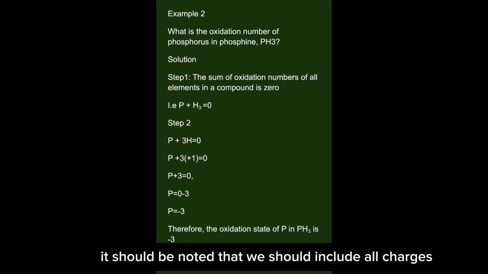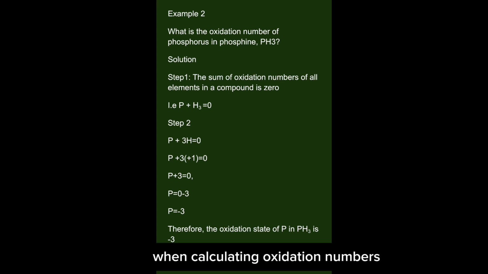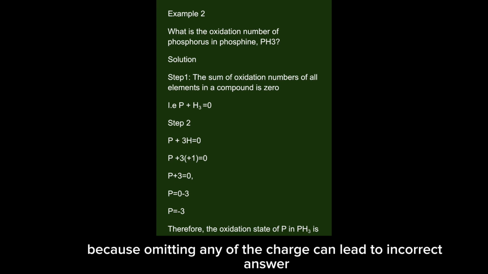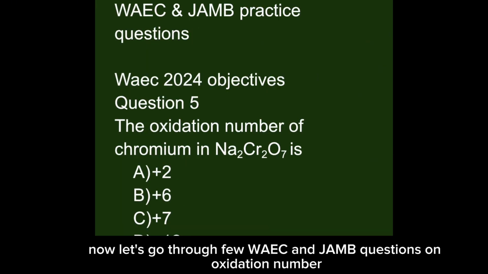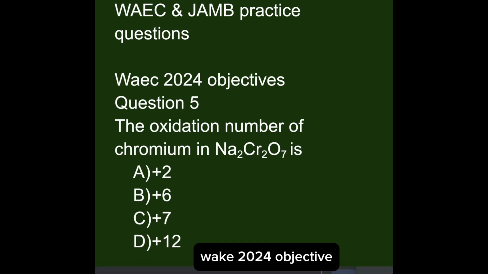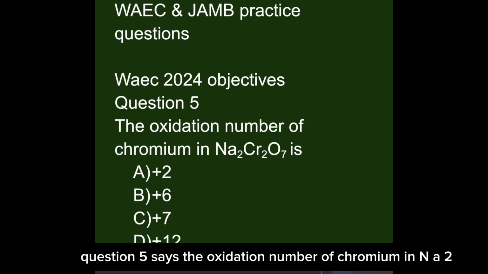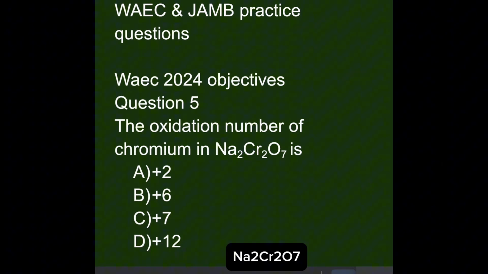It should be noted that we should include all charges when calculating oxidation numbers because omitting any of the charges can lead to an incorrect answer. Now let's go through a few WAEC and JAMB questions on oxidation number. WAEC 2024 objective question 5 says the oxidation number of chromium in Na2Cr2O7 is A, +2, B, +6, C, +7, D, +12.